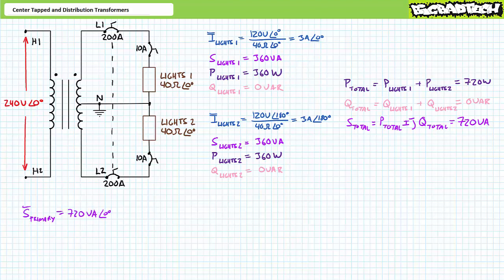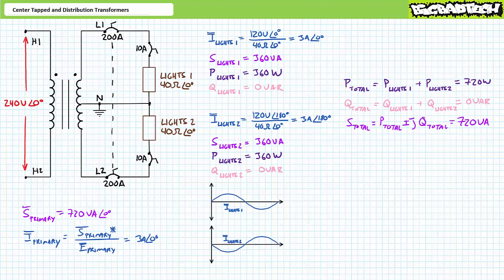If we were to assume this transformer is 100% efficient, we can say that the primary must also provide 720 volt amperes of apparent power, all of which is directed towards real power. An algebraic manipulation of the AC power formula, solving for current, demonstrates the 240 volt primary draws 3 amps at an angle of 0 degrees. With the system in the presently balanced condition, you will note that the current drawn by each load is equal in magnitude, yet perfectly out of phase with one another.